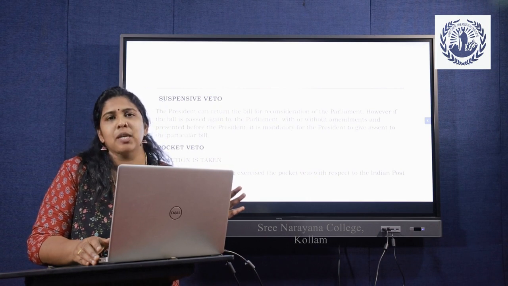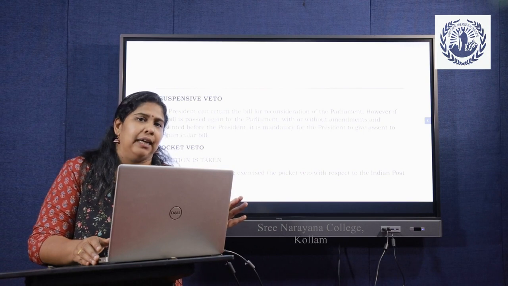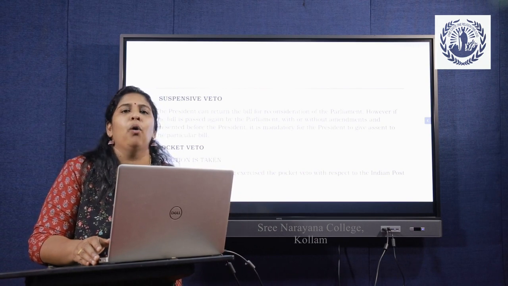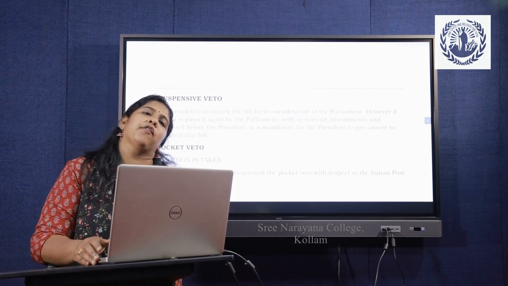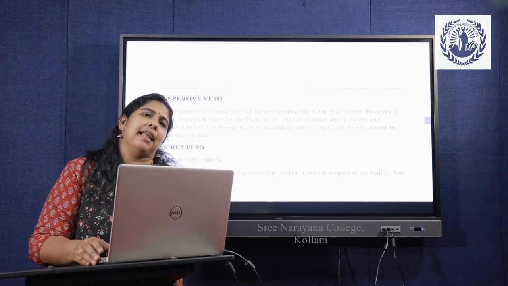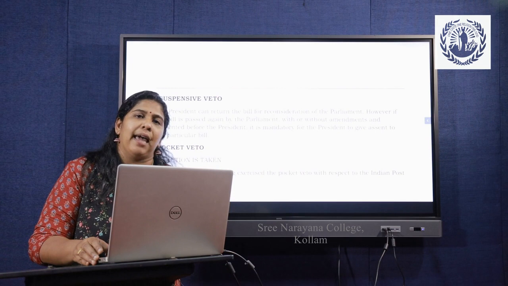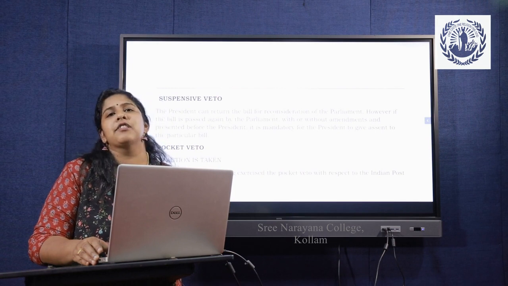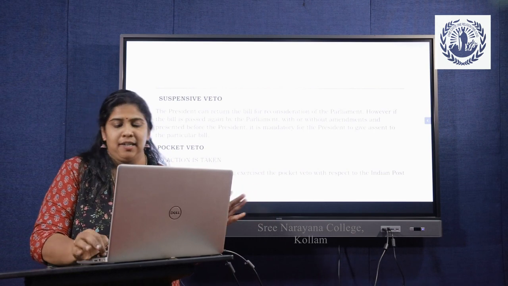There is no mention of any particular period. That is, no action will be taken on this bill. He can hold this bill for a long time. In India, Zail Singh used this kind of pocket veto power. So there is a saying that in America, the pocket of the president is very small, and in India, the pocket of the president is a very big one, because he can keep everything in the pocket.